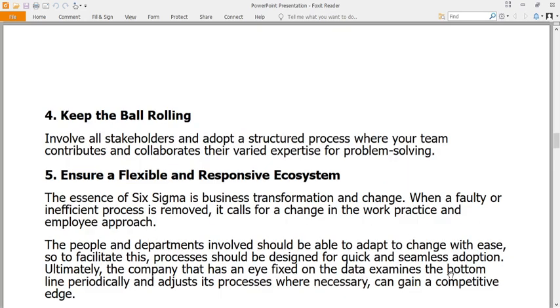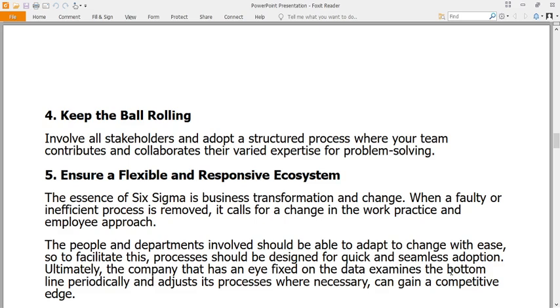The other principle is keep the ball rolling. So once you've identified the problem and you've worked on it, involve all stakeholders, make them aware of what the problem was, and encourage them to come in and act collectively to get a solution.